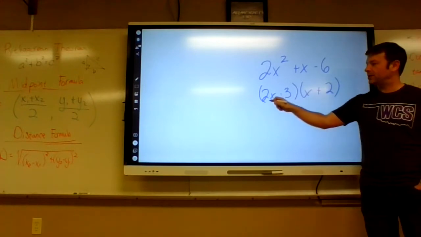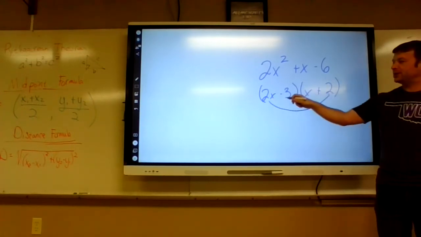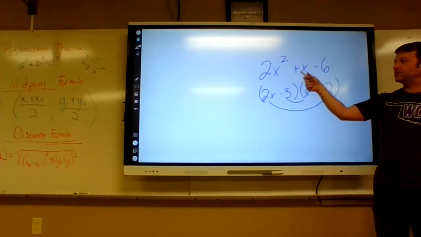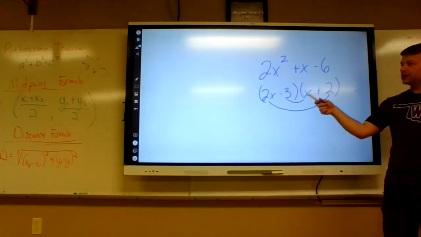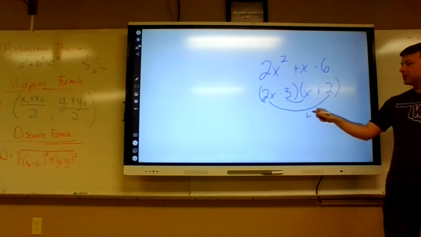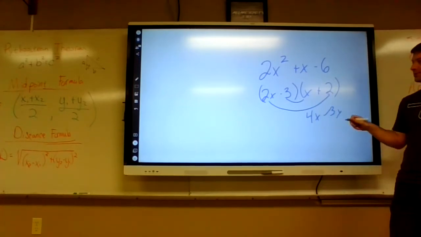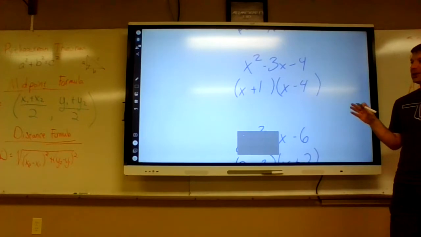The way you check it though is you do outside, inside of the FOIL and see if that gives you the middle term. The outside is 4x, the inside is minus 3x. That makes 1x. You guys remember that stuff? Okay, that was chapter 10.